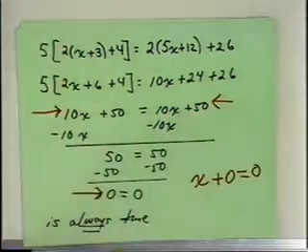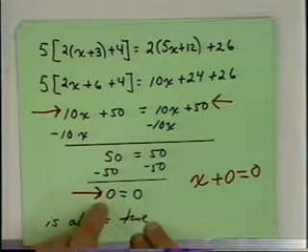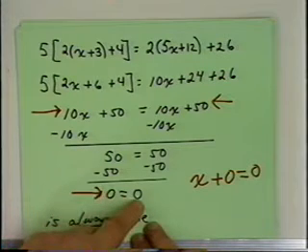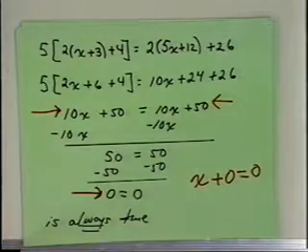And how do you know they say the same thing? Because when you try to solve this algebraically, look what happens. The variable disappears. And all you have is a statement with numbers in it, and that statement is either true or false. It can't be both.